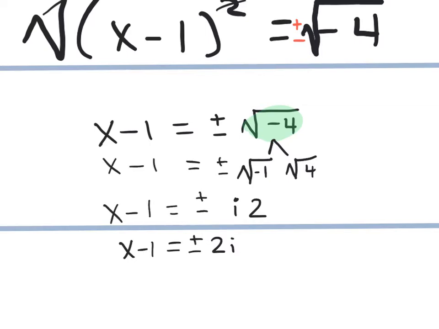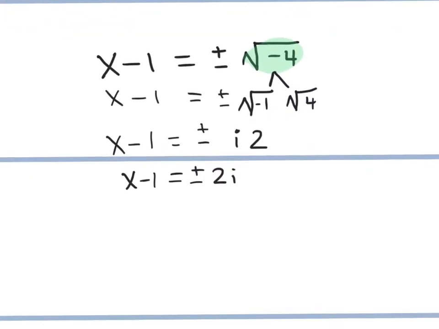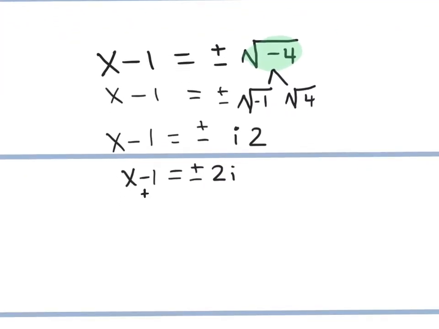But I still haven't solved for x. Guess what I'm going to do to get x by itself? I'm going to add 1. And I get x is equal to 1 plus or minus 2i.